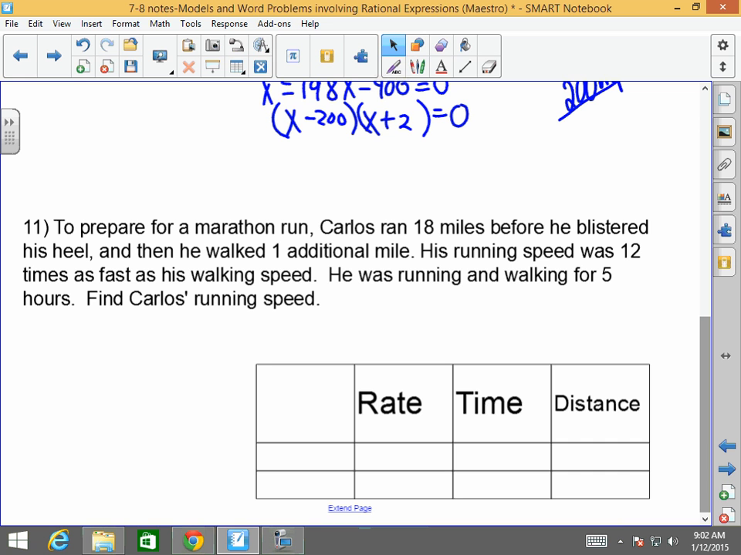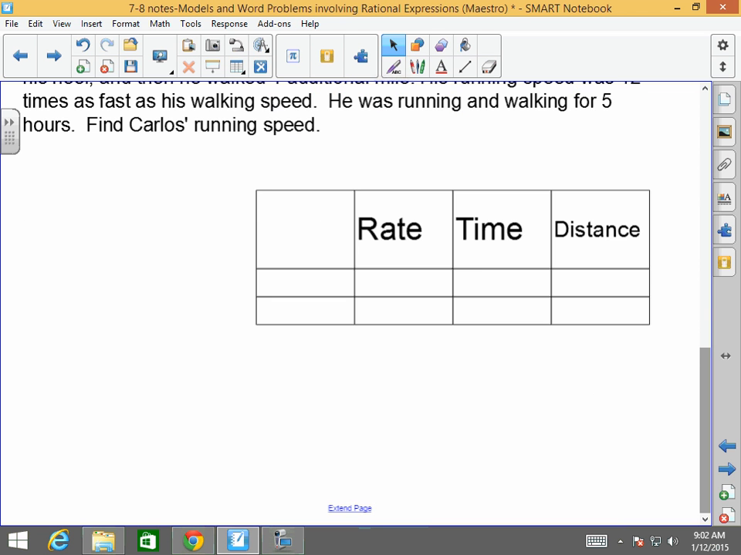To prepare for a marathon run, Carlos ran 18 miles before he blistered his heel. And then he walked 1 additional mile. His running speed was 12 times as fast as his walking speed. He was running and walking for 5 hours. Find Carlos's running speed.